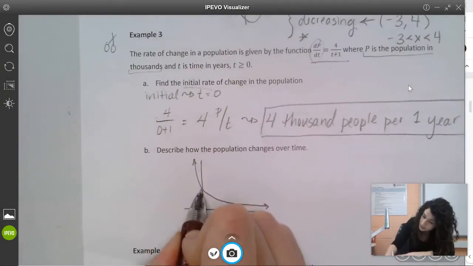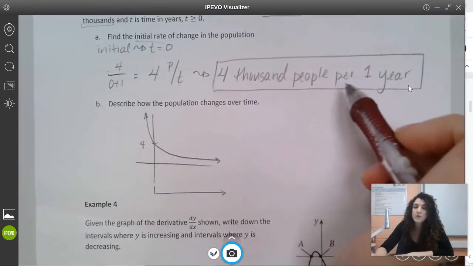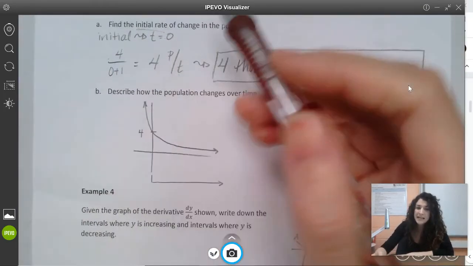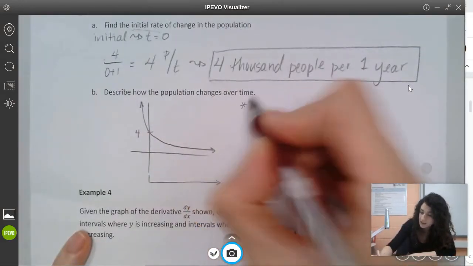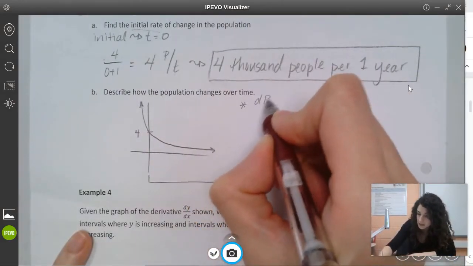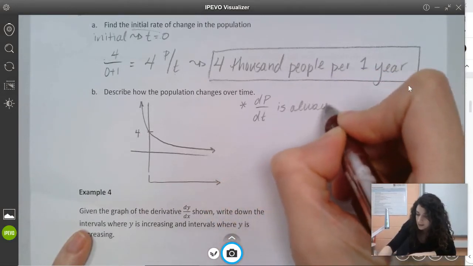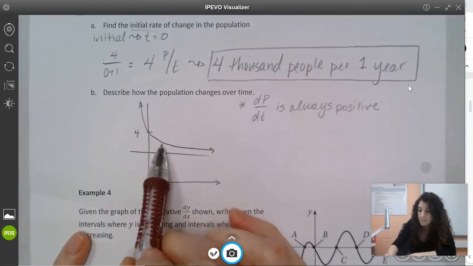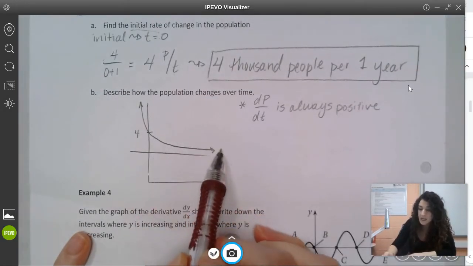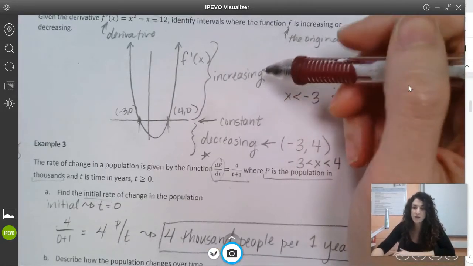So you can see here this initial rate of 4. This was your original rate of change, was 4,000 people per 1 year. And now we need to talk about a few things. One of the things is that the derivative dp over dt is always positive, right? It's always above the x-axis. And if it's always above the x-axis, then that means the original function is always increasing.